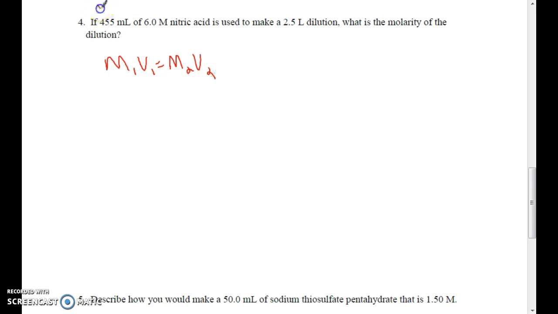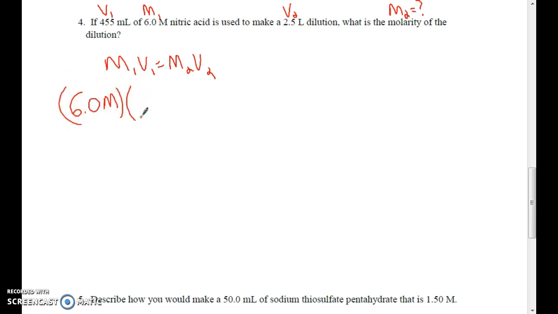So if we're going to do this, what we could do is label the stuff in the problem. So V1 is 455 milliliters, M1 is 6.0 molar. That is the more concentrated solution. So this is what we're diluting it to, 2.5 liters, and it's asking for the molarity of that dilution. So we could really just plug these numbers in. What we start off with is the 6.0 molar as M1.